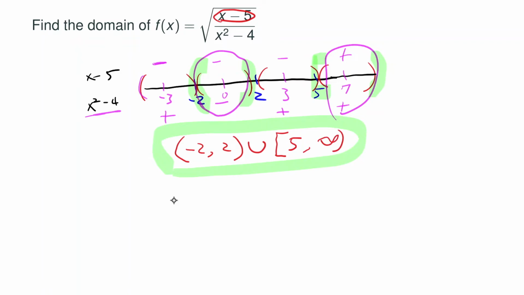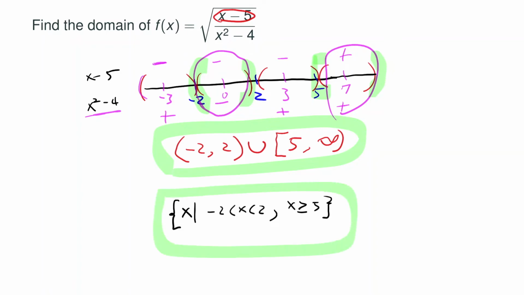We can also write it in a set builder notation. X such that x is between -2 and 2, and x is greater than or equal to 5. So for this problem, we have to look at which interval gives us a negative number inside of the square root first, and then exclude those intervals.